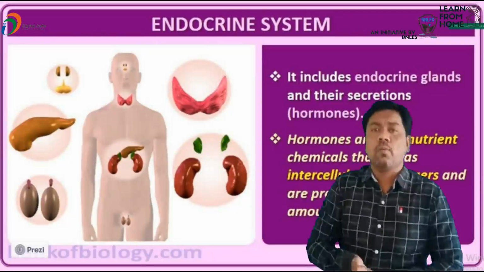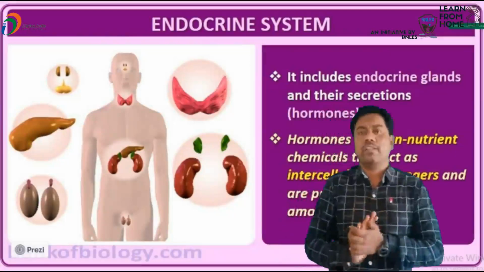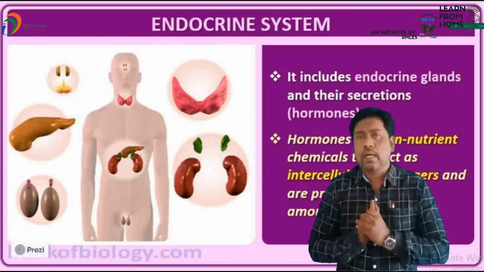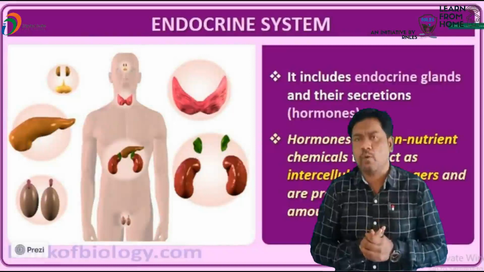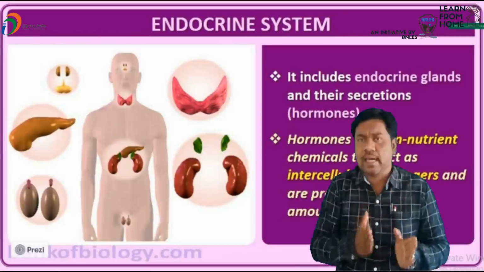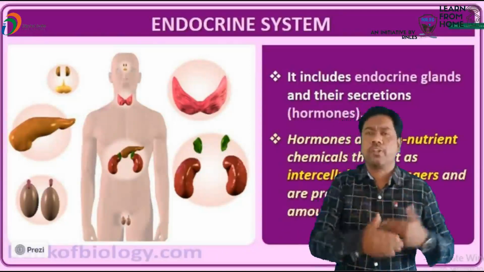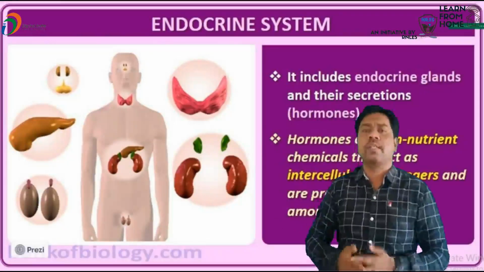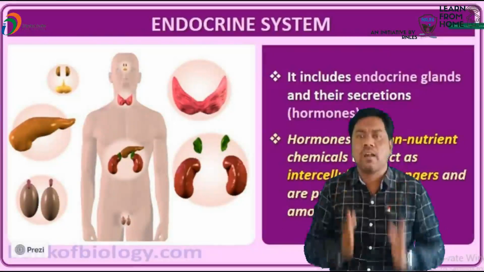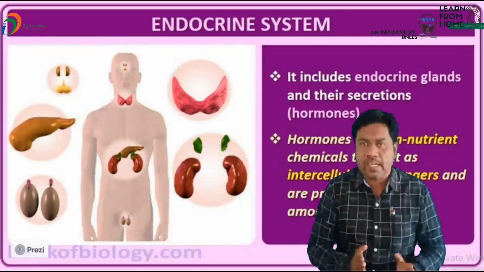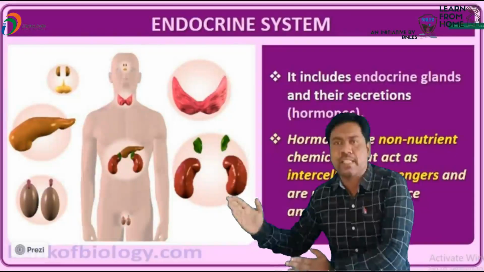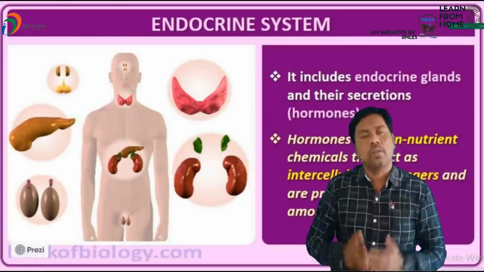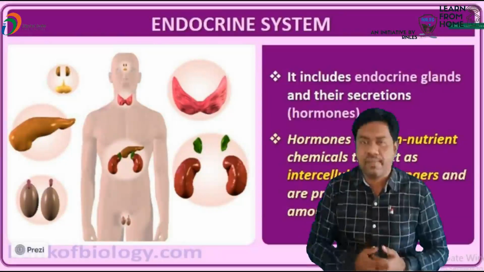Let us see, what is the definition of a hormone? What is the classical definition of hormones? Endocrine glands are responsible for the production of chemical substances, and those chemical substances are commonly known as hormones. Endocrine glands producing chemical substances, that is said to be the hormone. So this is the classical definition.